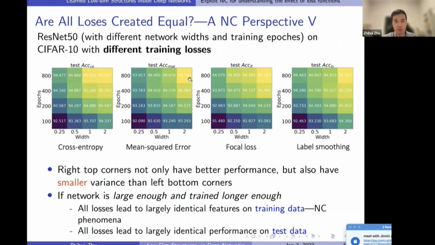Moreover, if we just look at the top right corners in the 4 tables, first, we can observe they are much better than the bottom left corner. Second, these 4 values have very small variance, which means that by increasing the network width and training long enough, all these 4 loss functions lead to largely identical performance on the test samples.